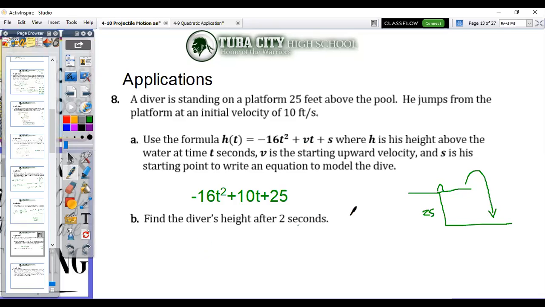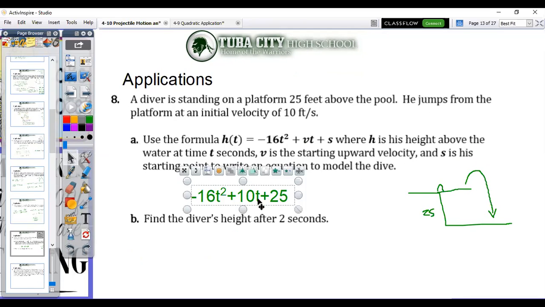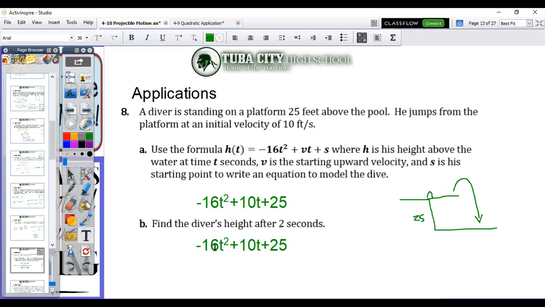Find the diver's height after 2 seconds. So it's probably around here somewhere. He could be a little bit higher than 25, or maybe a little bit lower. Who knows? Maybe after 2 seconds, he's starting the downward drop. So let's go ahead and plug this in. And while I'm at it, I should have just cut and pasted this here. In fact, it's not too late, because I'm going to save a little bit of time plugging it in. So in 2 seconds, I'm going to just replace all the t's with 2.